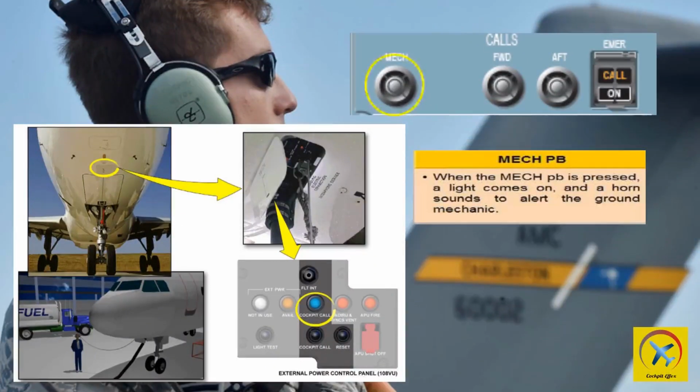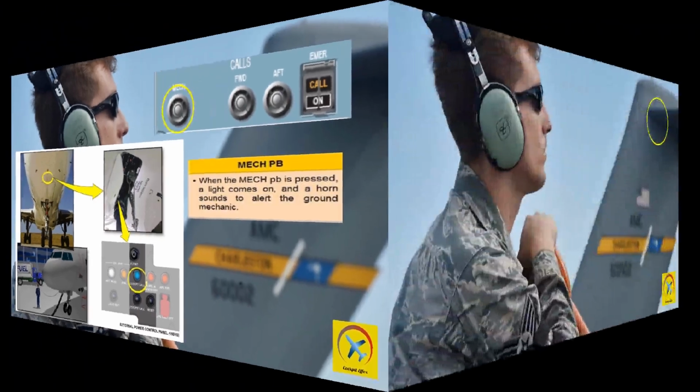The MEC button initiates a call to ground personnel. When pushed, the cockpit call light illuminates on the external service interphone panel, and an external horn sounds. When released, the external horn is silenced. The cockpit call light remains illuminated until the reset switch, located on the external service interphone panel, is pushed.